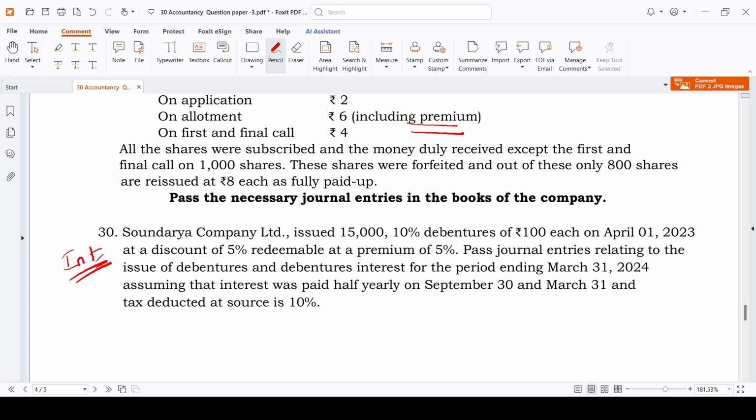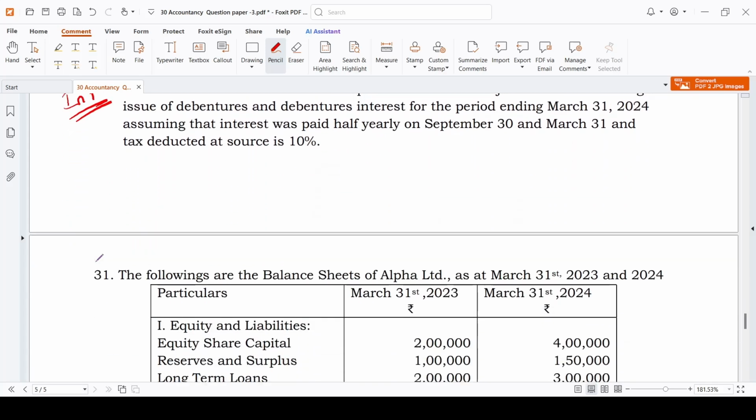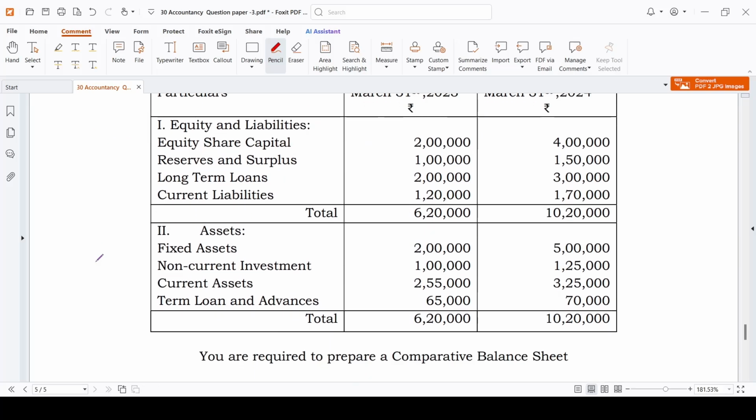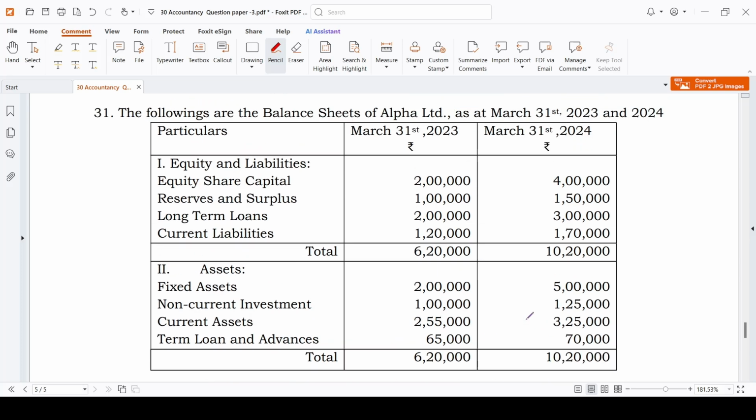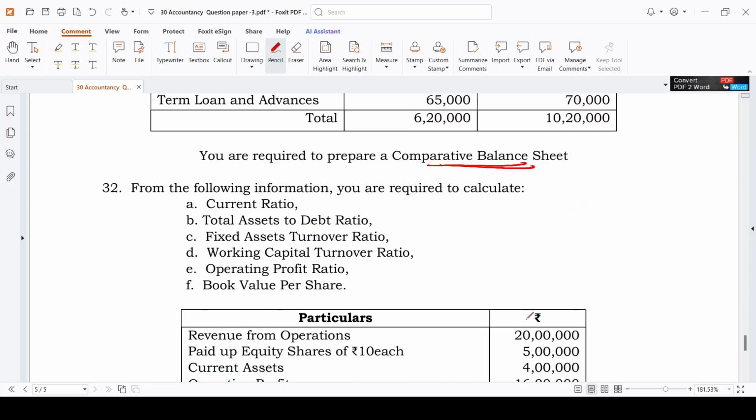Next, here it is interest on debentures. I've already told you interest on debentures also you have to prepare. Here they have asked you to prepare the comparative. In 2 papers it is comparative and in 1 paper it is common size. In the last paper comparative P&L account, here it is comparative balance sheet, and totally ignore your ratios.